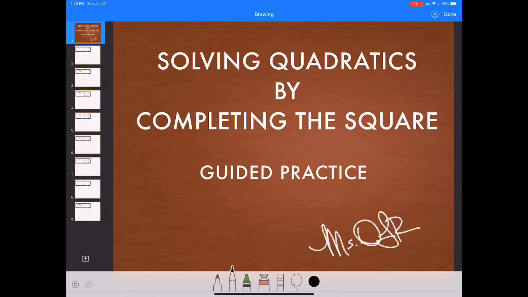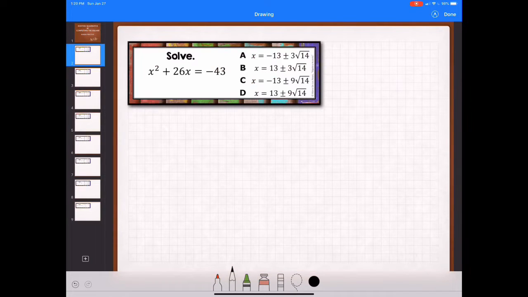Today we're solving quadratic equations by completing the square. Our first equation is x squared plus 26x equals negative 43. Notice how I left a little space right here. The reason I did that is because I'm going to complete the square and I'm looking for that missing term.